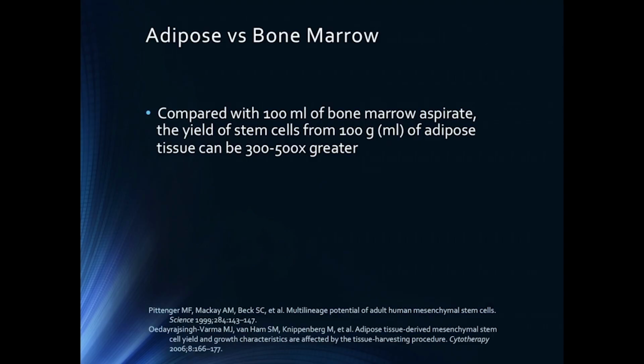If you look at peripheral blood, by the way, by comparison, there's almost none. They are in there, but it's absolutely not a good source for these regenerative cells. So now, if you compare 100 mLs of bone marrow and 100 grams of adipose, you're going to get between 300 and 500 times more stem cell yield from the equivalent amount of fat than you are from bone marrow.